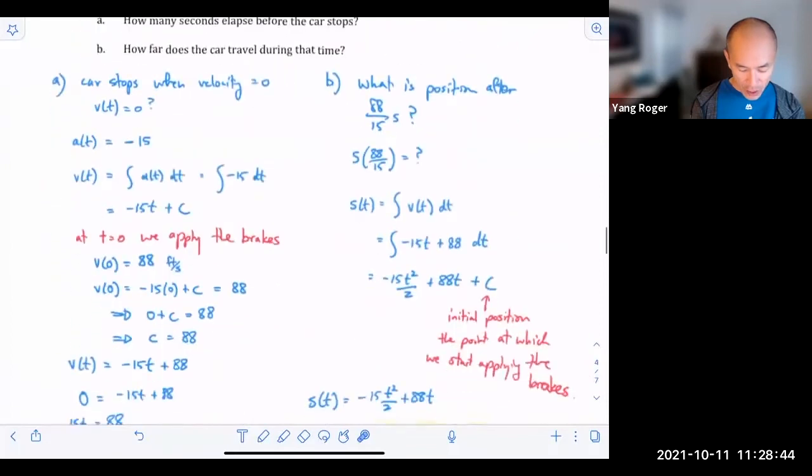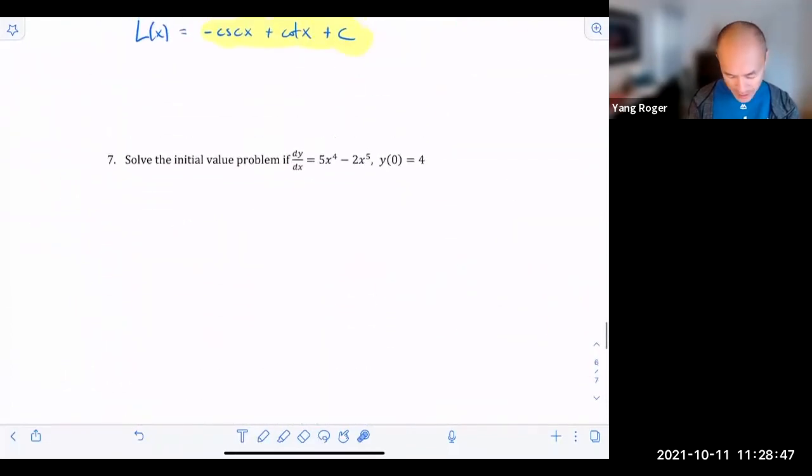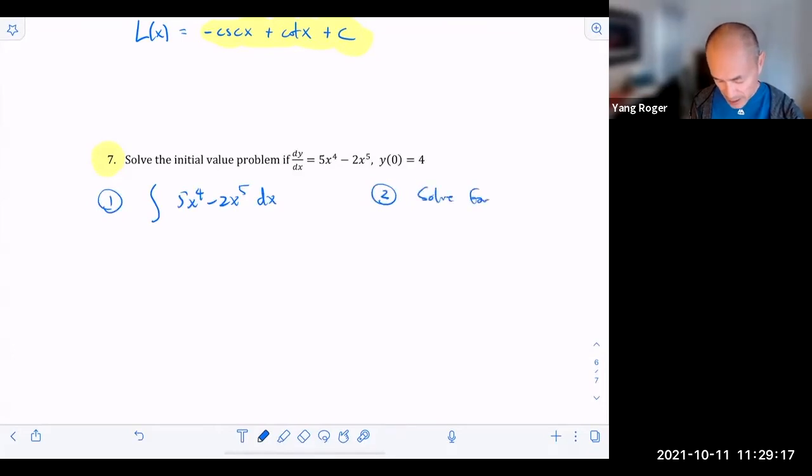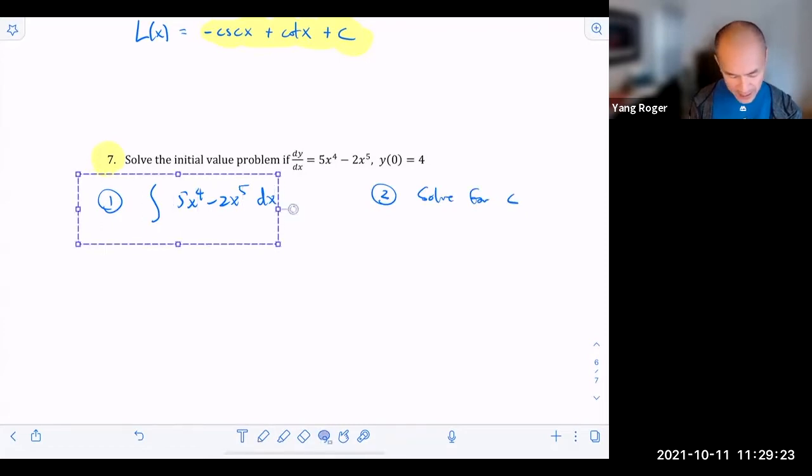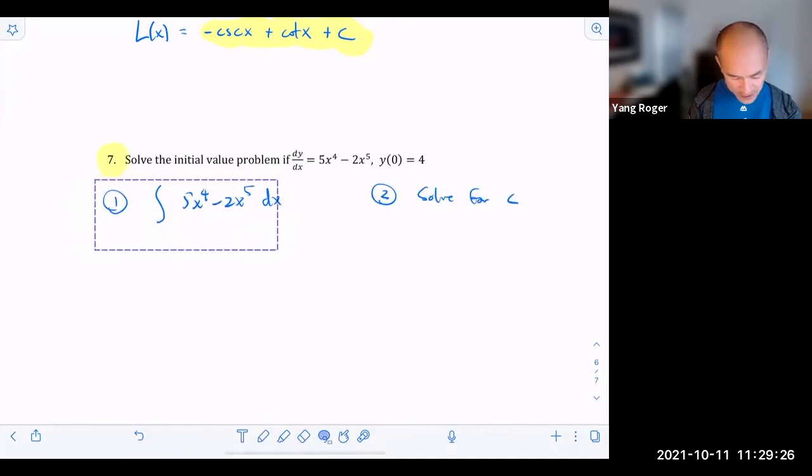So I want you guys to try number 7 over here. We're looking for some function whose derivative is equal to this, and they give us an initial condition. This initial condition will help us find c. So I think the first thing you need to do is you need to find the antiderivative of 5x to the 4th minus 2x to the 5th dx. And then the second thing you need to do is you need to solve for c. So take a few moments to try that, and then we'll go over the answer together when you're done.